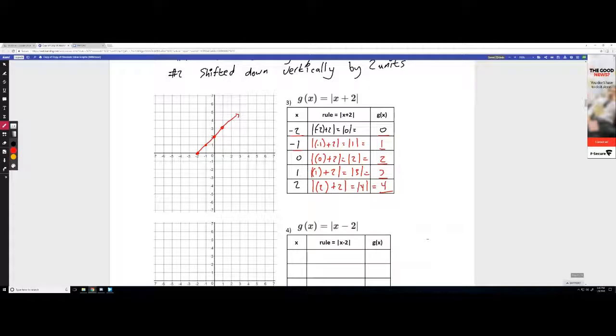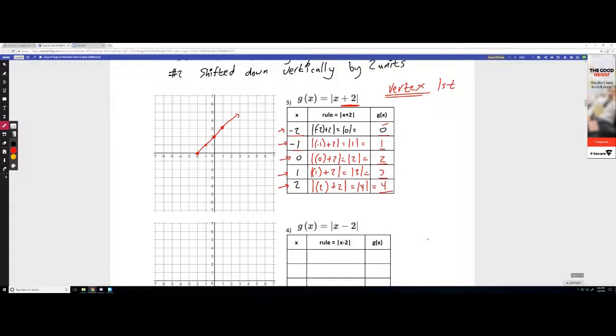So check this out. This plus 2 actually changes our inputs. Okay, it changes which inputs I should probably pick. Now I want to kind of teach you the idea here of how to find your vertex first, because your vertex is one of the most important things to find first.